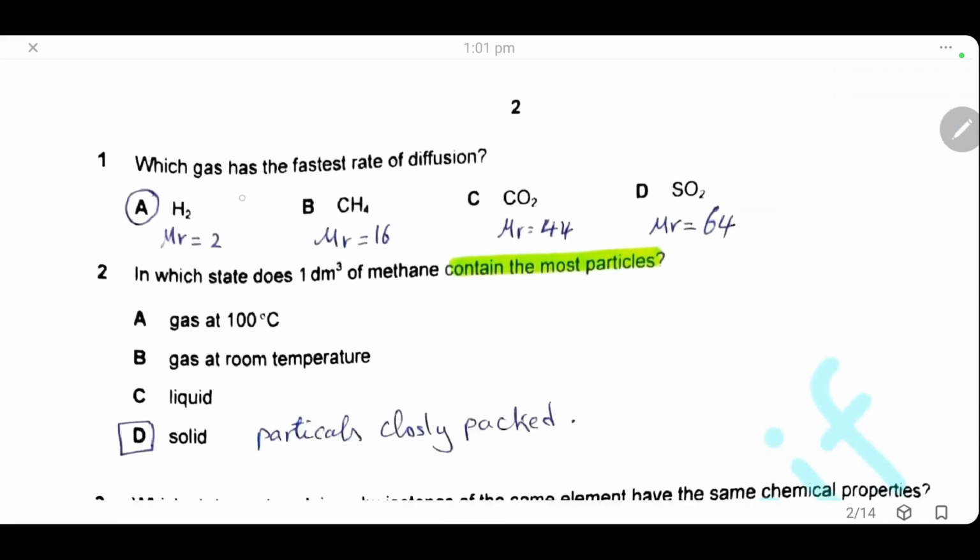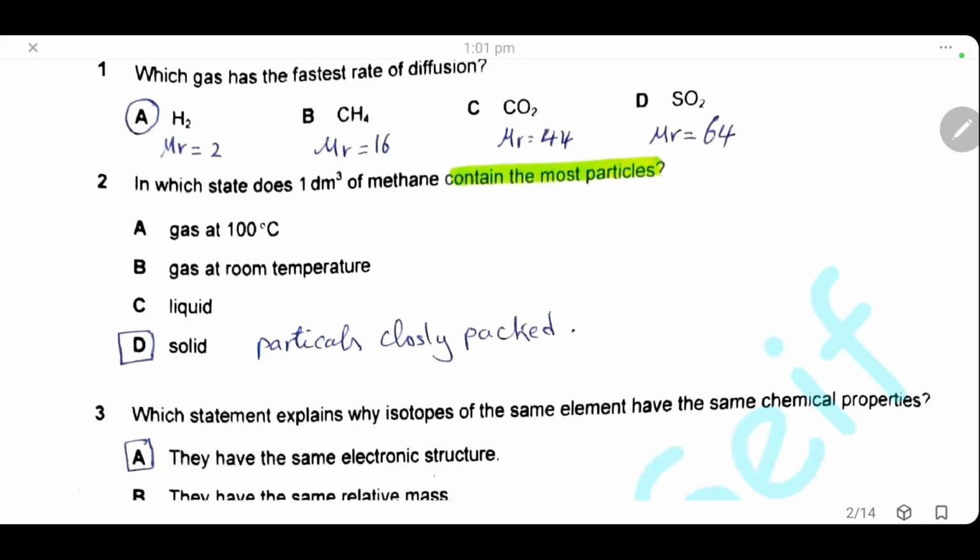Question 1. Which gas has the fastest rate of diffusion? We know that the rate of diffusion is inversely proportional to the molecular mass. The gas that has the lowest molecular mass has the fastest rate of diffusion. Here, I calculated the molecular mass for all of these gases. We can see that hydrogen has the lowest molecular mass, so it will have the fastest rate of diffusion.